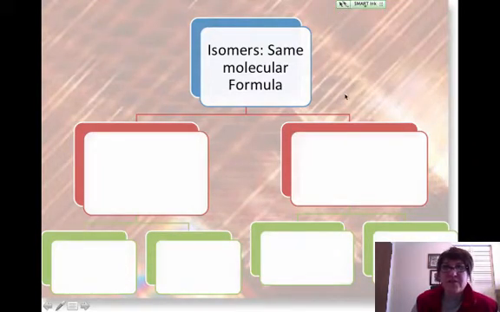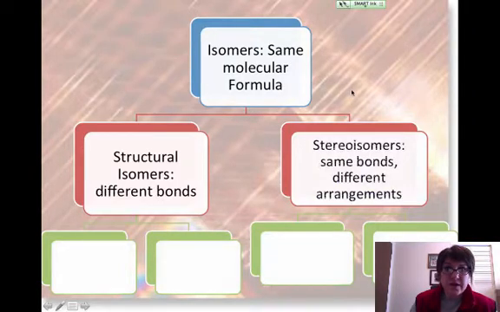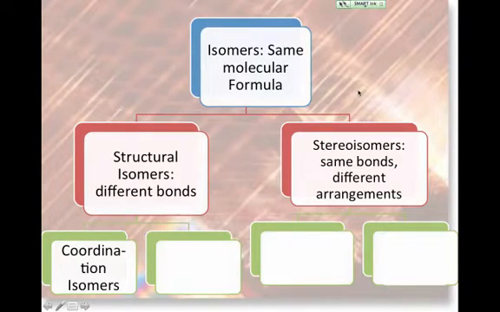So we know that isomers have the same molecular formula. But an isomer where the bonds are in different places, atoms are bonded in different locations, are called structural isomers. But you could also have the atoms in the same bond, but they would be arranged in a different geometry, so those are stereoisomers. Among the structural isomers, you could have coordination isomers, or you could have linkage isomers where the bonds are in different places, and I'll show you some examples of those.